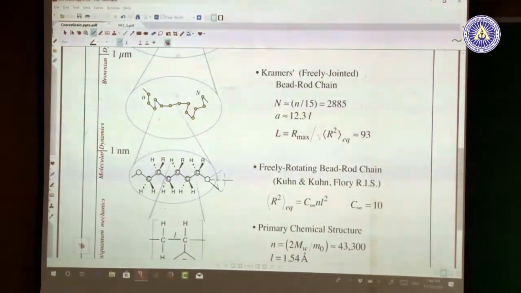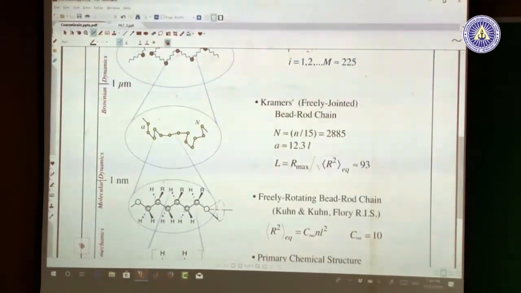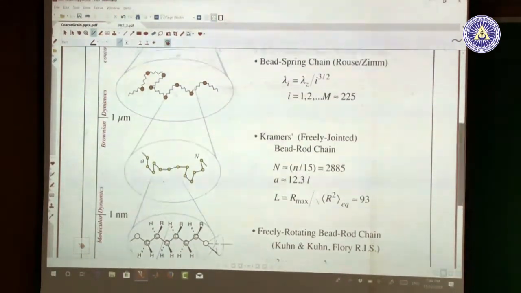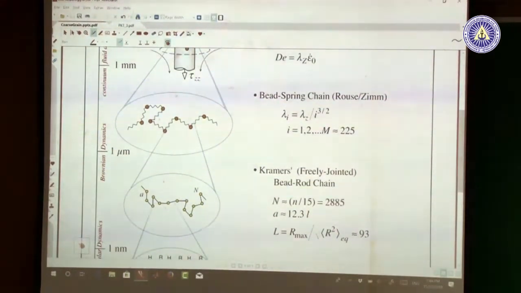And here you see you're doing this, trying to keep the end-to-end vector and the length the same, and it turns out you need something like 2885 Kuhn steps to represent this in a Kuhn chain, each of which is about 12 of these monomers long. And finally the bead-spring chain then coarse grains further, right?